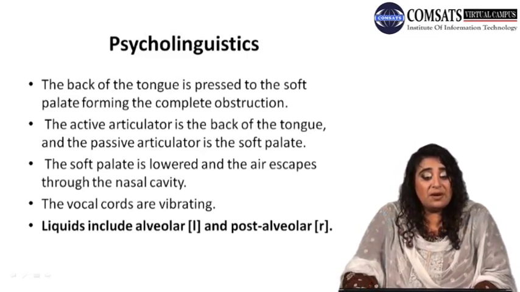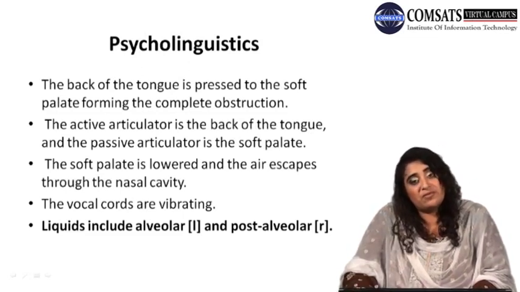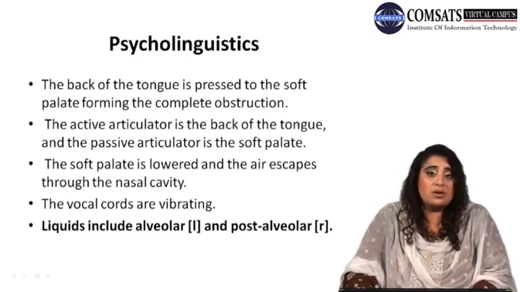Now the active articulator is the back of the tongue. Active part कौन सा? Back of the tongue. And the passive articulator is the soft palate. So passive जो इसकी कोई action नहीं है is the soft palate. The soft palate is lowered and the air escapes through the nasal cavity. The vocal cords are vibrating.